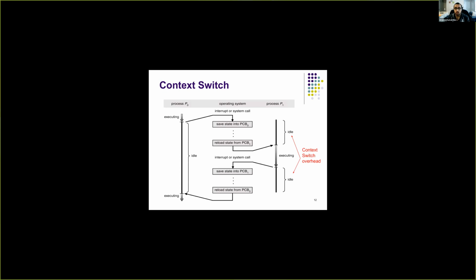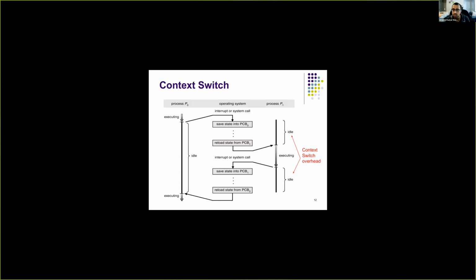And we also saw that context switch. So this is the timeline of context switch. As we know, we save the state into the PCB and we restore the state from another PCB and we continue execution. However, context switch is not free. There is a context switch overhead. That means there is work that the operating system has to do to perform this context switch.